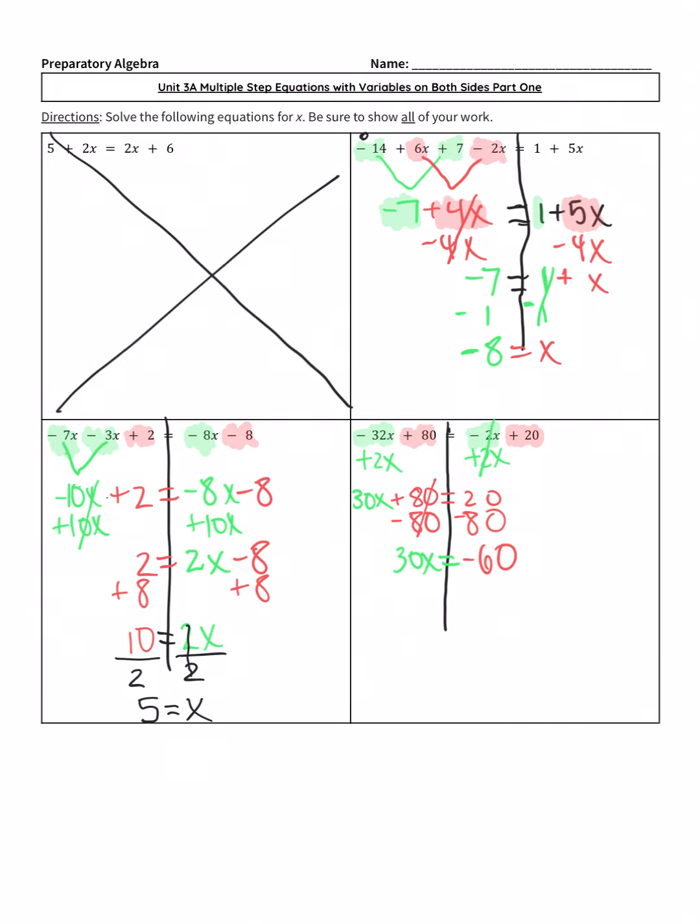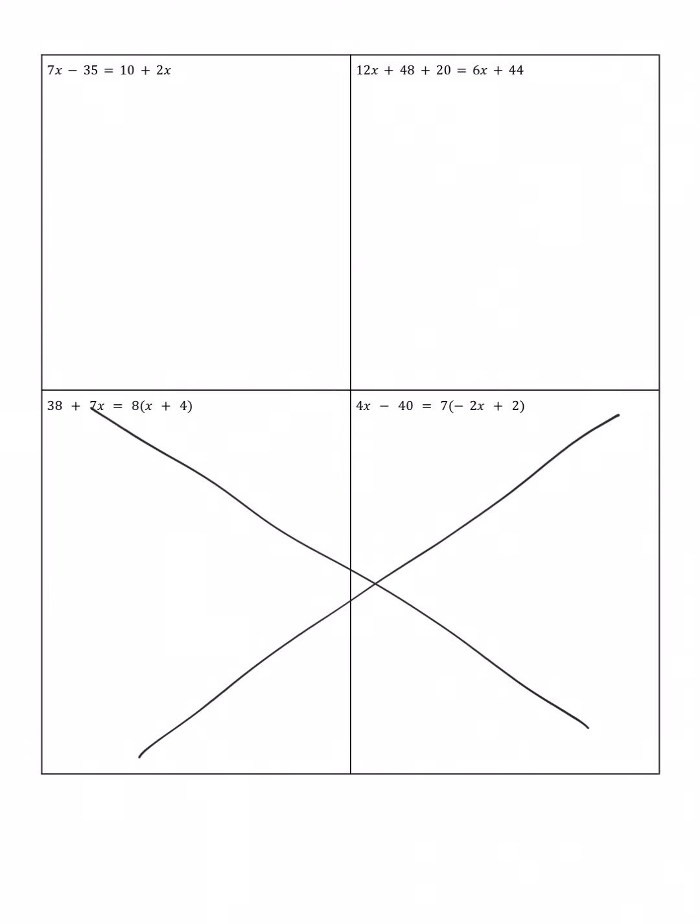And now I'm left with a simple one-step equation, and I need to determine the value of x, and I do that by dividing both sides by 30. And I'm left with x is equal to negative 2. All right, make sure this is in your notes, and let's move on. Okay, you are going to do these two problems on your own and then come check your work.